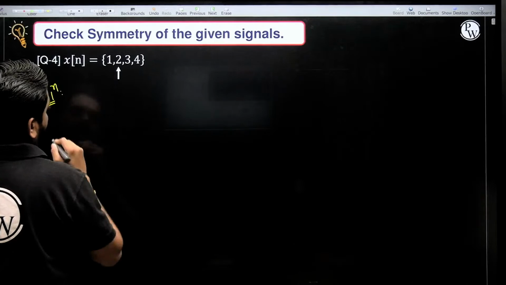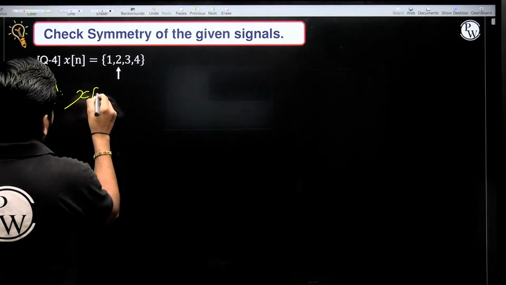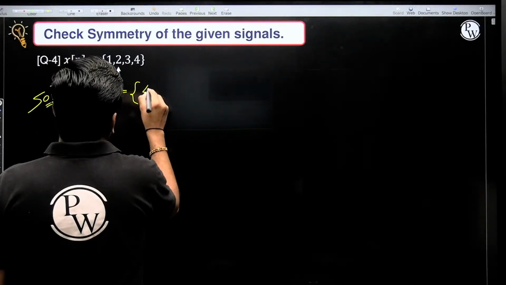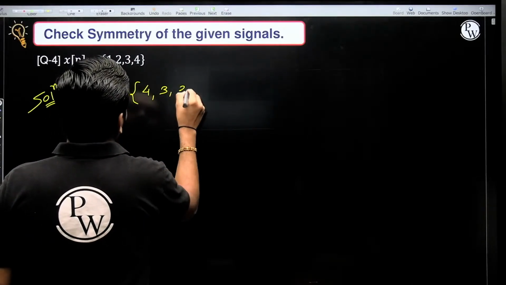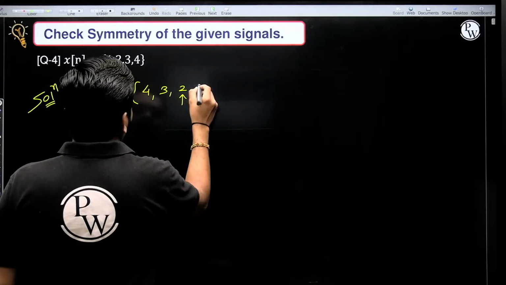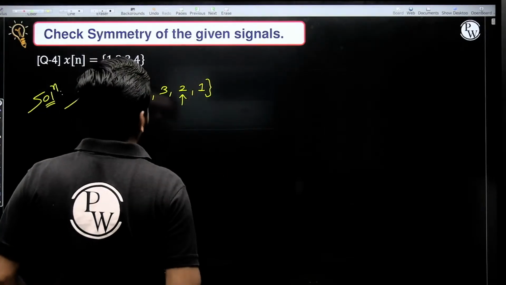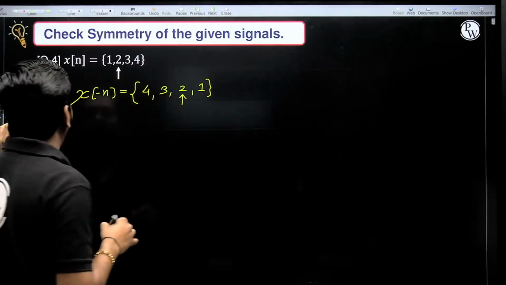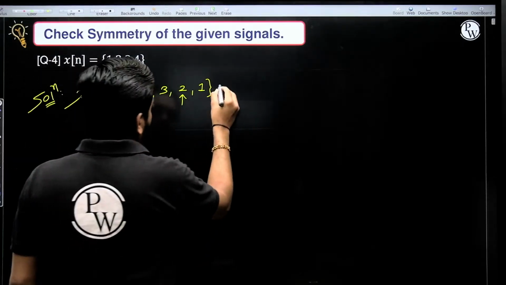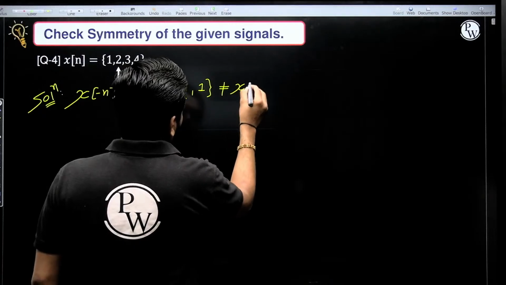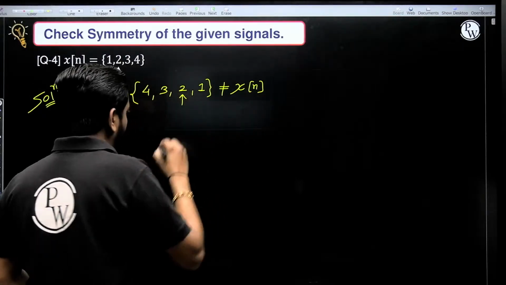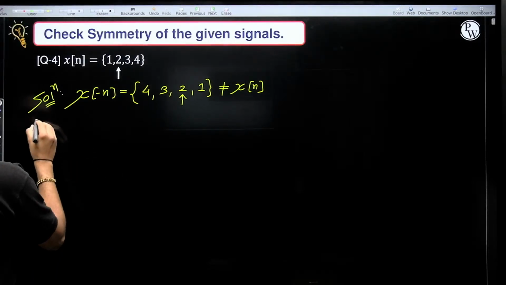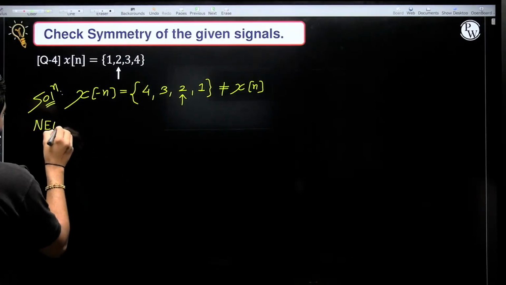Of course, this is what, guys? X of minus n, which is not equal to x of n, correct? Is not equal to x of n, and do the amplitude reverse also, that is not equal to x of n. So given signal is what? Nano, neither even nor odd.